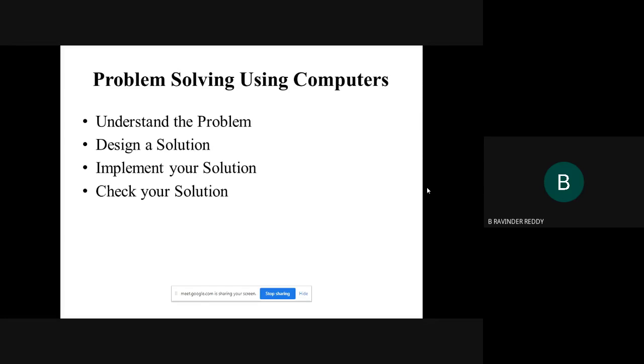Or you might have to prove that LHS is equal to RHS. These are all different problems. Now, these problems, in other terms, we also call a task.